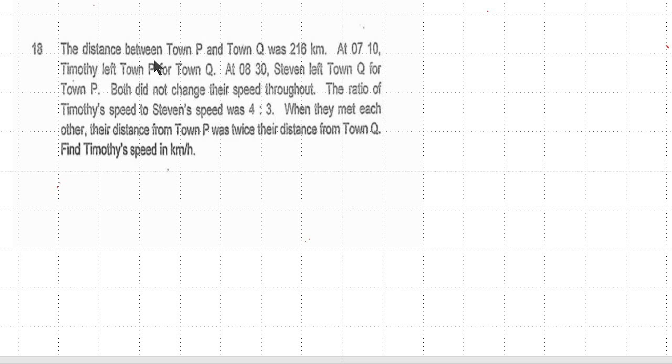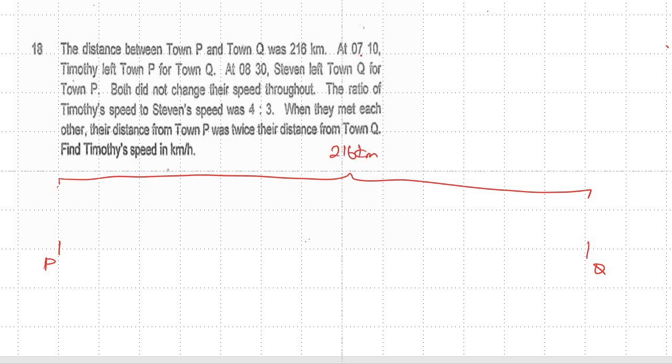There's a distance between P and Q. So I draw here P and Q. The total distance from here to here is actually 216. So at 7:10, Timothy left town P for Q.